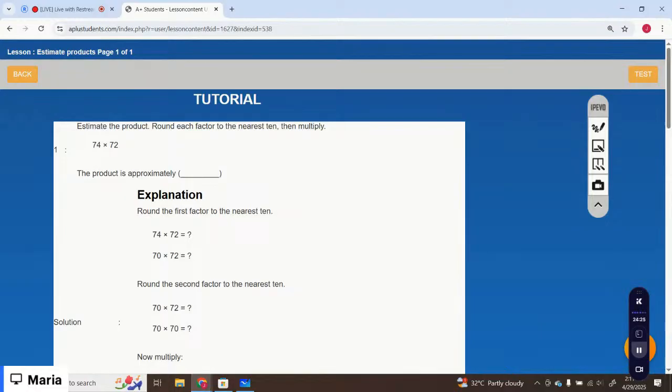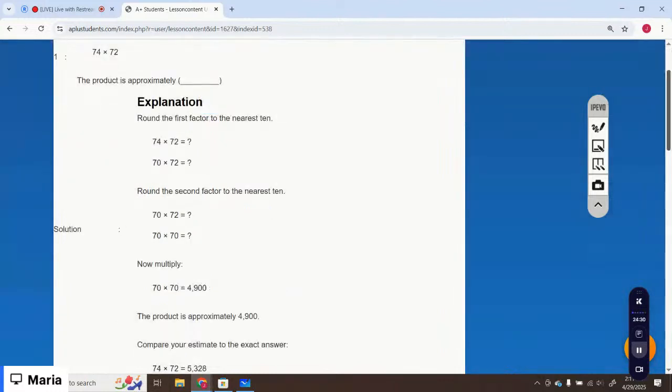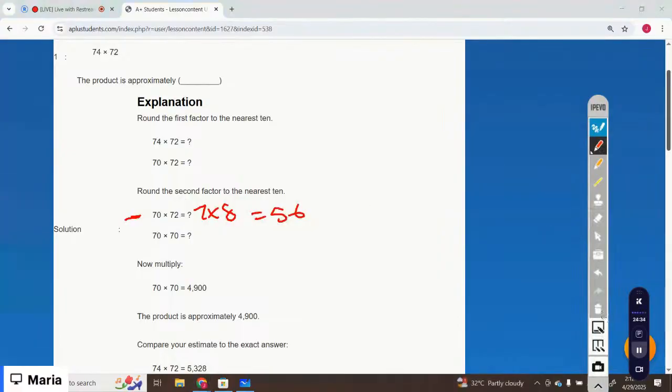Estimate the product 74 times 72. So you need to round these numbers to the nearest 10. We already know how to round off the numbers, but I will explain a little bit again. 74 is between two tens, right? 70 and 80, right? Here it is 71, 72, 73, and 74. 74 is just 4 points away from 70. So it is near 70. So it would be rounded to 70, right? So 74 is rounded to 70.